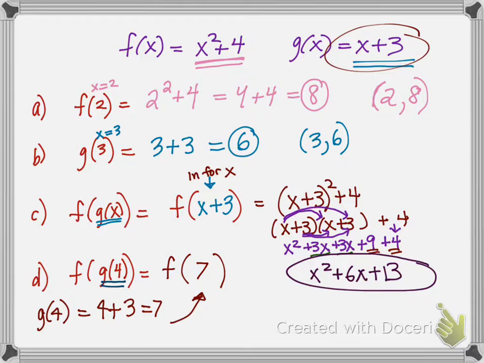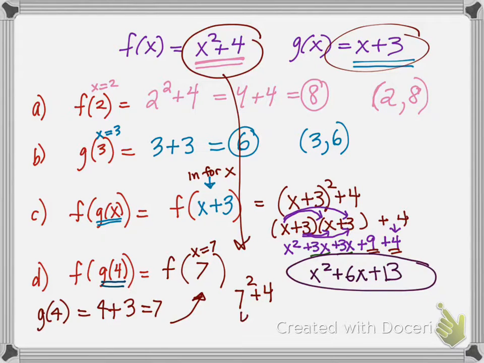So finally, I need to find f of 7. So all that's asking you is to plug in 7 for x, right? So into this function here, if I plug in 7 for x, I would have 7 squared plus 4. 7 squared is 49. 49 plus 4 more would be 53.